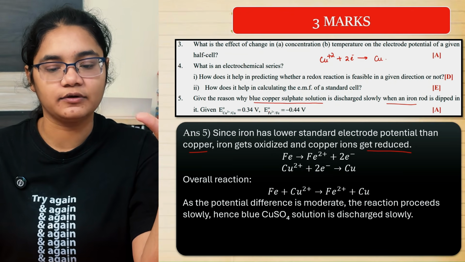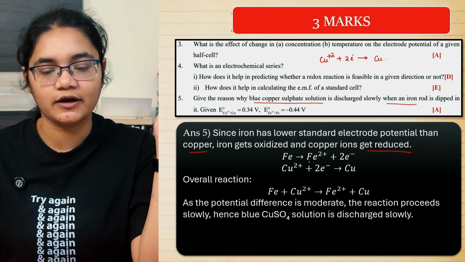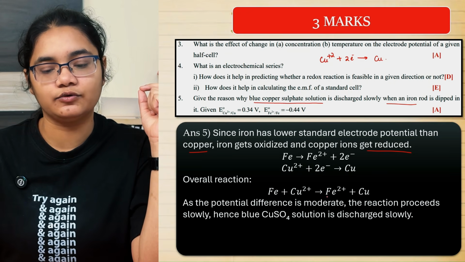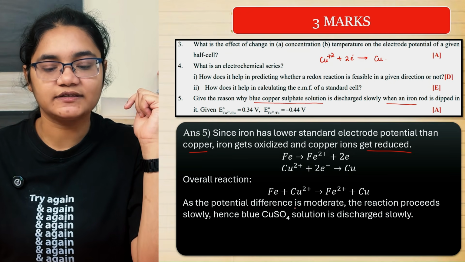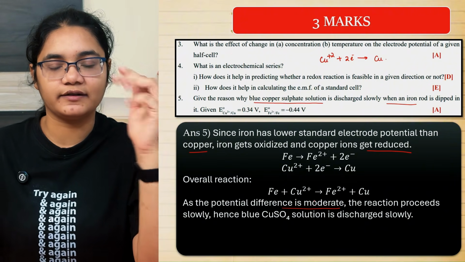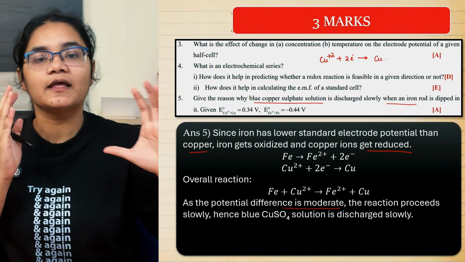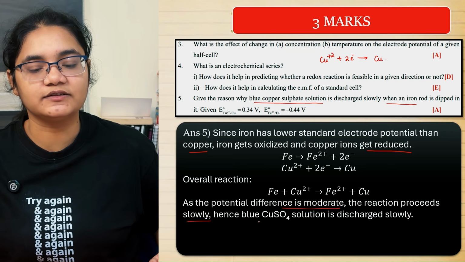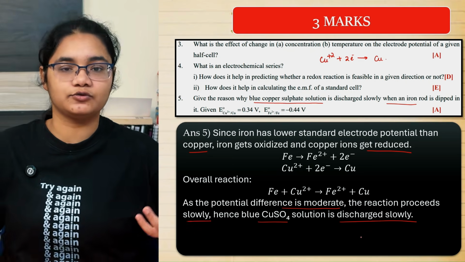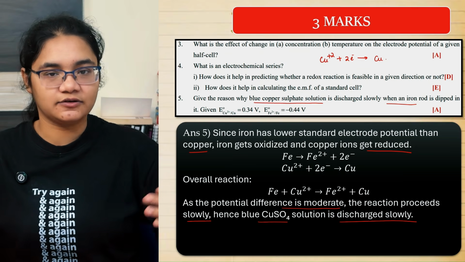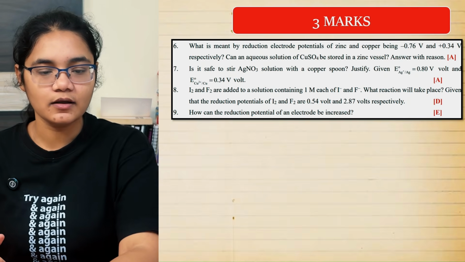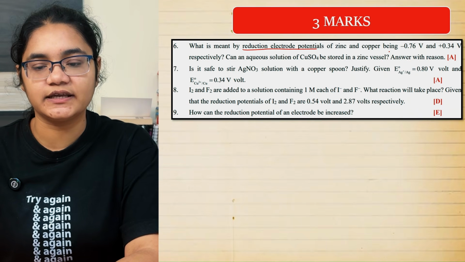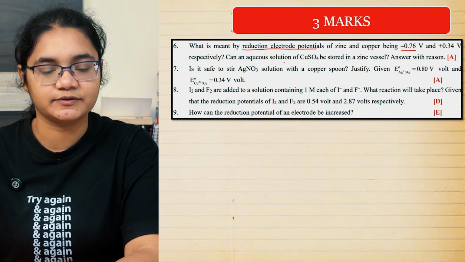If you see this particular combination, Fe will undergo oxidation and copper will undergo reduction. So the overall reaction is Fe plus Cu2+ gives Fe2+ plus Cu. Now see, as the potential difference is moderate, there is not too much difference between the iron and copper potentials, the reduction proceeds slowly, hence the blue copper sulfate solution is discharged slowly. The more the difference, the faster the reaction will be. Next, what is meant by the reduction electrode potentials of zinc and copper being these values respectively?